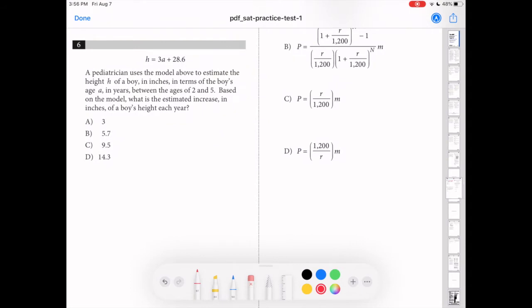More linear equations in algebra are coming with question number 6. I'm telling you, they love this stuff. Reading this, they give lots of info, but the only info that they're really trying to get you to answer is the estimated increase in inches of a boy's height each year. Yup, this last line. Inches per year, per anything, is talking about a rate. So as we already talked about, the rate is represented by the m variable in mx plus b. In this case, it would be 3a.